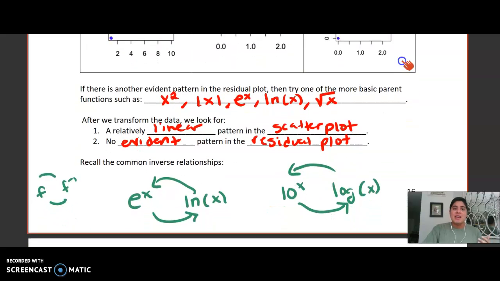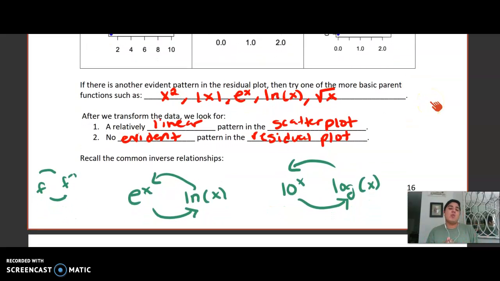I'm so sorry. But perhaps your data doesn't look like one of those transformations. So if there's another evident pattern in the residual plot or even in the scatter plot, try more basic parent functions such as a quadratic function, absolute value, an exponential, natural log, or even a radical or root function. And after we transform the data, again, we are looking for 2 key components: a relatively linear pattern in the scatter plot and then no evident pattern in that residual plot. And here are just some examples of some inverse relationships. Remember, these functions undo one another. If I were to substitute in the original function into the inverse or vice versa, I should end up with just an x. But enough algebra for today.